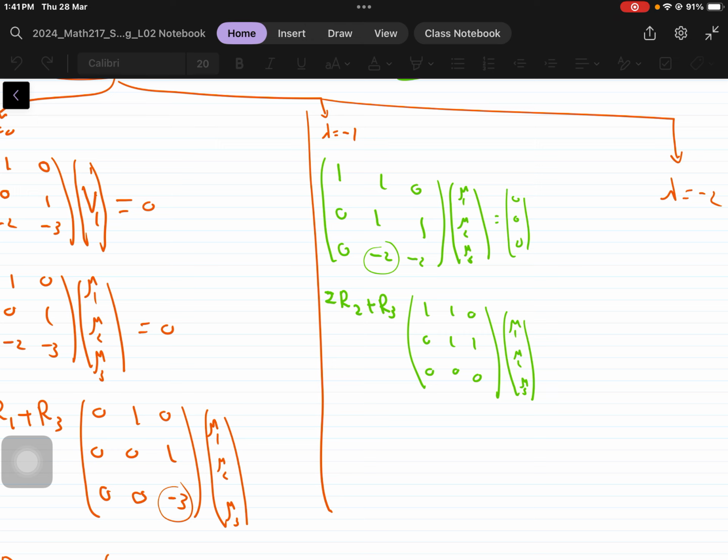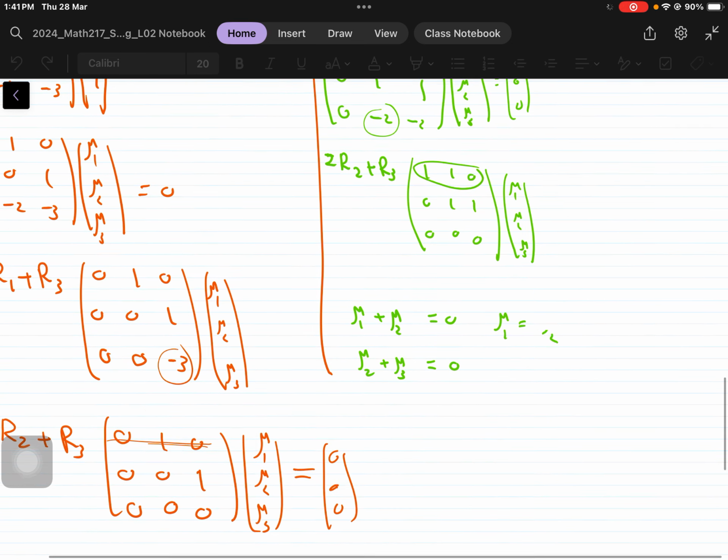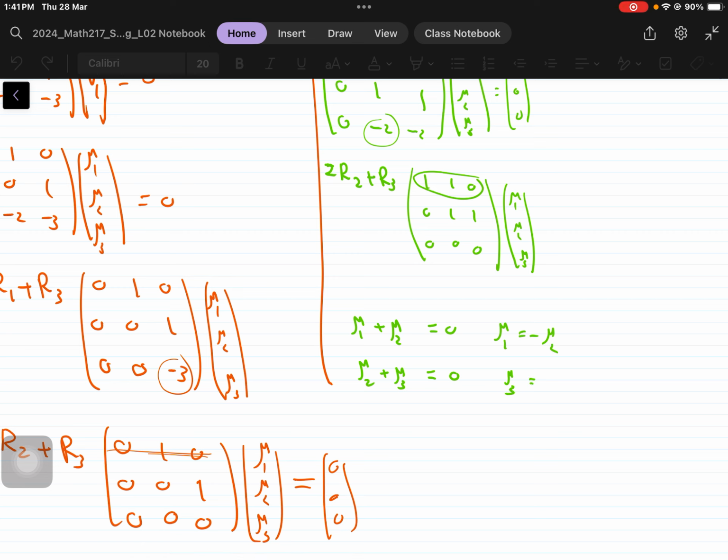What do we mean creating the equations? Multiply this times this. So this will give me mu1 plus mu2 equal 0. What is the second equation? mu2 plus mu3 equal 0. So from this, what would be mu2? Both of them have mu2 as a common factor, so let's do the opposite. So mu1 equal minus mu2, mu3 equal minus mu2 as well.